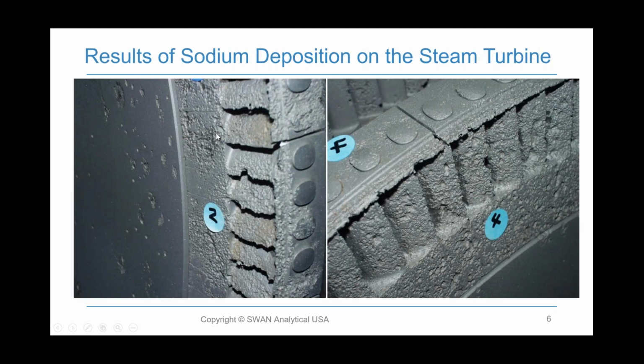What you see in the two pictures here is the result of significant sodium deposition on the steam turbine blading and disc. As you can see, they are severely pitted, requiring extensive, expensive, and lengthy repair.